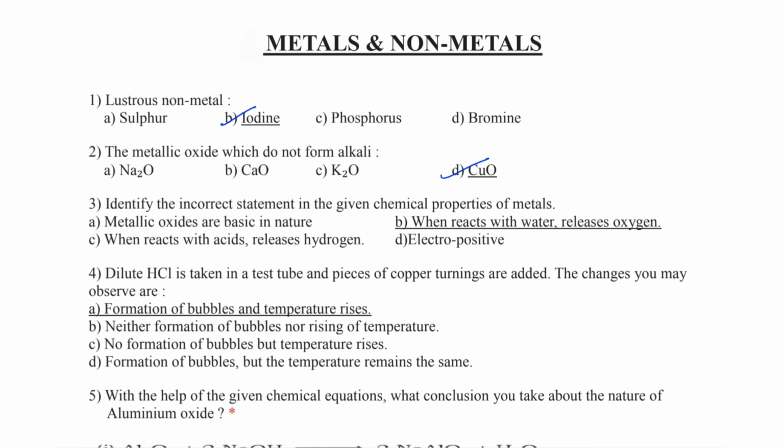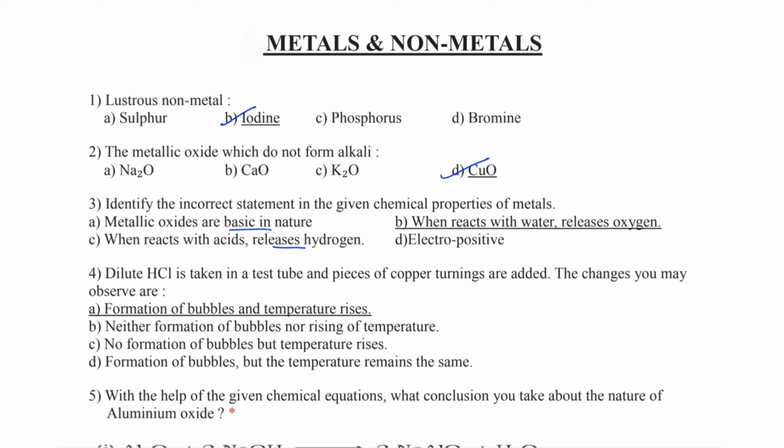Question number 3. Identify the incorrect statement in the given chemical properties of metals. Option A. Metallic oxides are basic in nature. Option B. When reacts with water, releases oxygen. Option C. When reacts with acids, releases hydrogen. Option D. Electropositive. Option A, metallic oxides are basic in nature. That's true. And when reacts with acid, they release hydrogen.